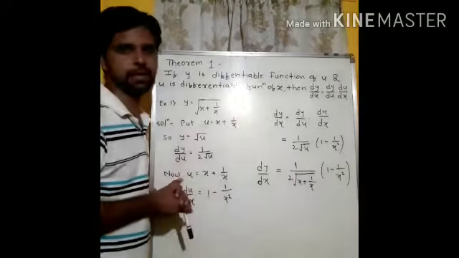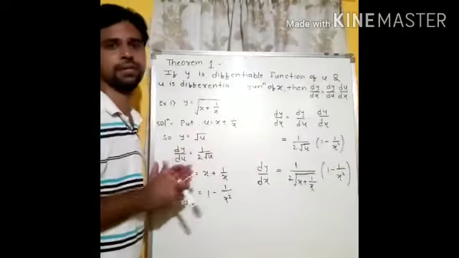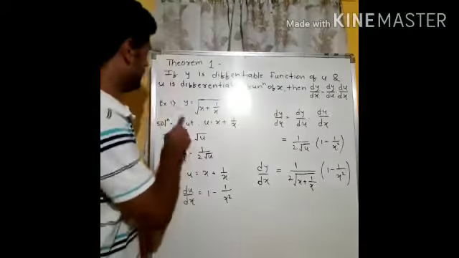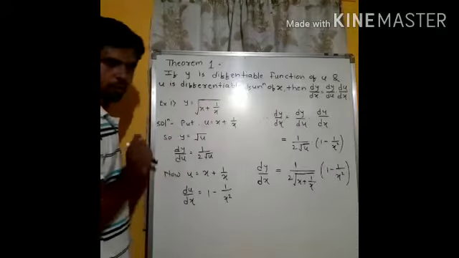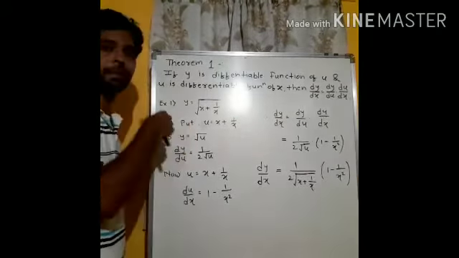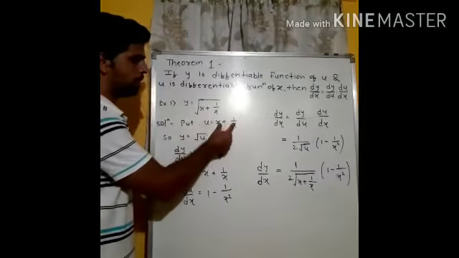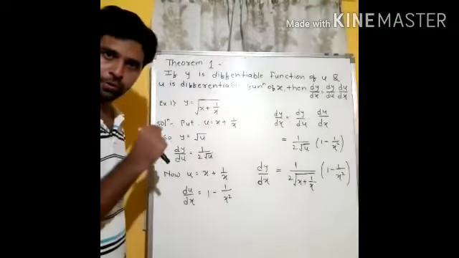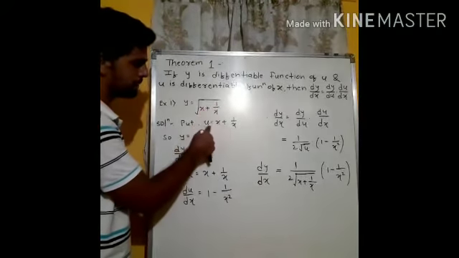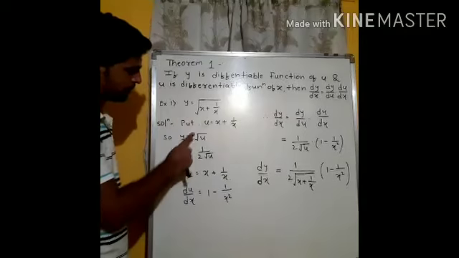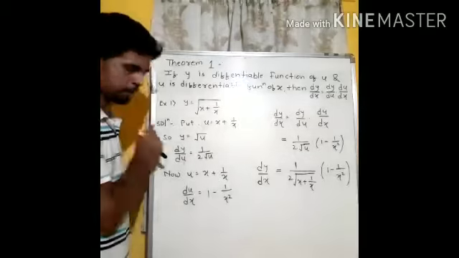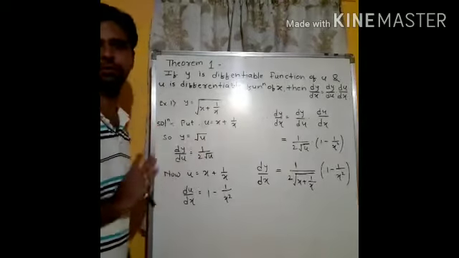Now, how to use this theorem, how to use this chain rule while solving an example? We'll see that in this example. Now see, y equal to root of x plus 1 by x. Here we'll put u equal to x plus 1 by x. If you replace this x plus 1 by x by u, your function will be y equal to root u, because this total term you have replaced by u. So y equal to root u will be your new function now.